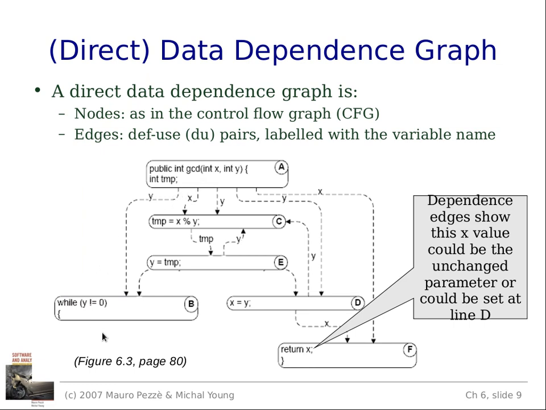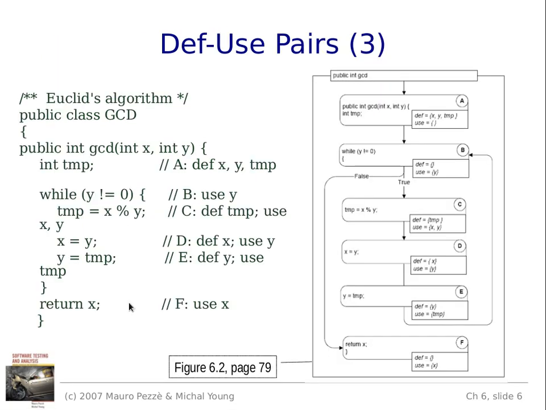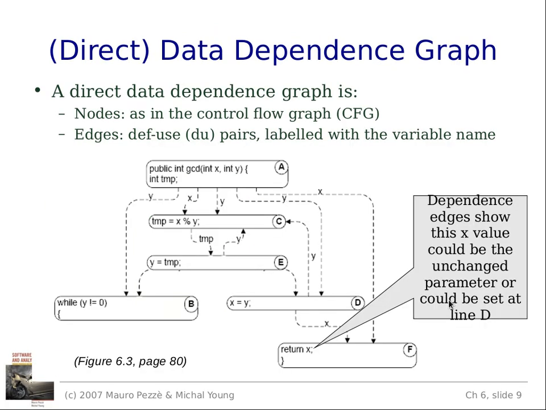Notice you have your GCD, which can go into B of your while loop. Notice Y can go into B, and all that's saying is that if you have B here, the definition may come directly from A, or it may come directly from E. So if we go back here, B might come from A, or B might come from E.